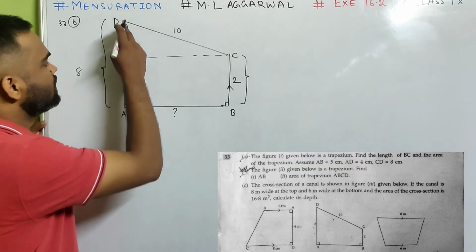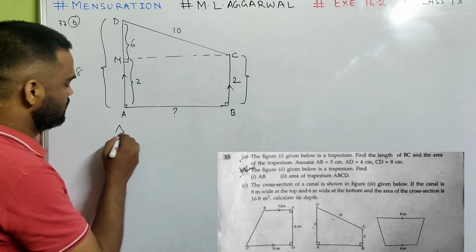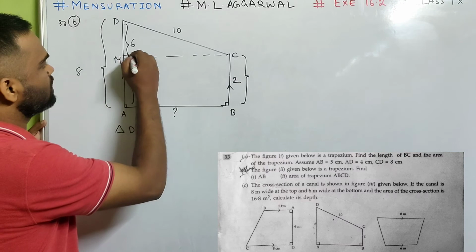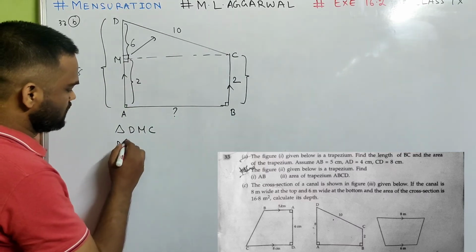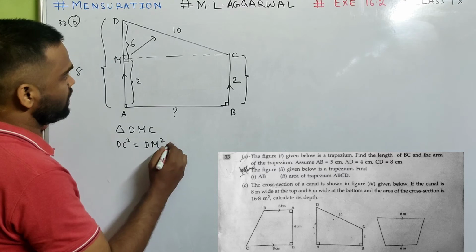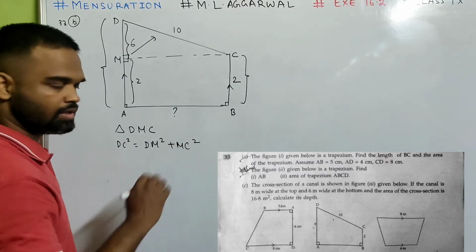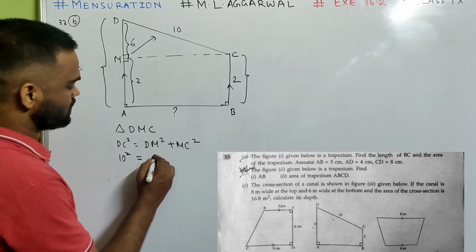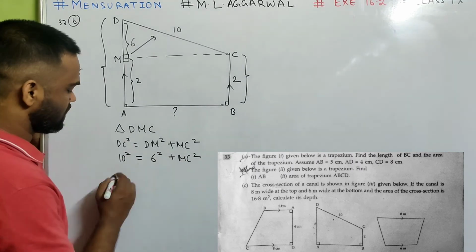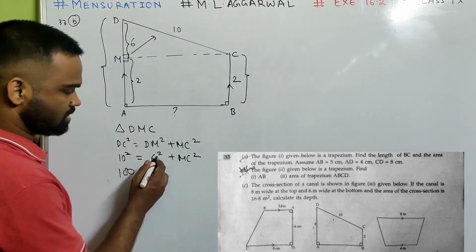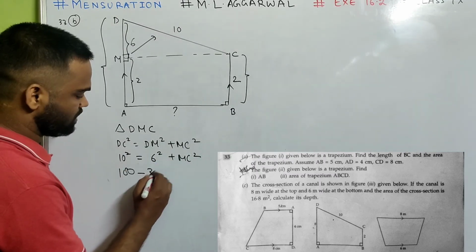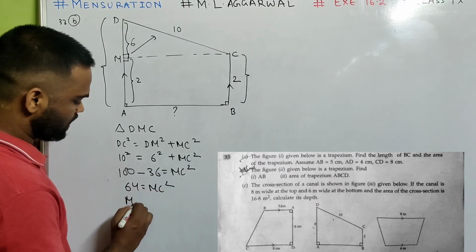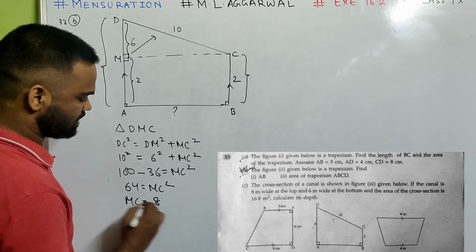Now look at triangle DMC. Again, Pythagoras Theorem. This is 90 degree. This is your hypotenuse. So DC square is DM square plus MC square. Yes or no? So DC is how much? 10 square is equal to 6 square plus MC square. That's 100 minus 36. 36 comes over here, becomes minus. This is equal to MC square. That's 64 equals MC square. So MC will be plus minus 8. I am taking plus 8.